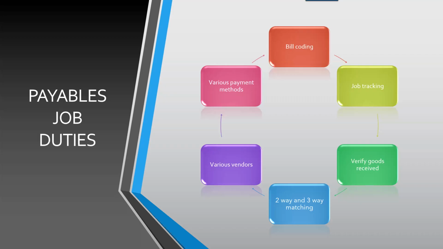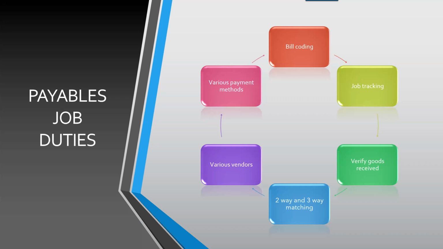The next part is the payables job duty. And so the bill coding, this is a biggie whenever you're considering that you might have job tracking that you need to do. Maybe you've got PO matching. So you've got 2- and 3-way matching that can actually be quite challenging, but there are solutions out there to help you with that process.